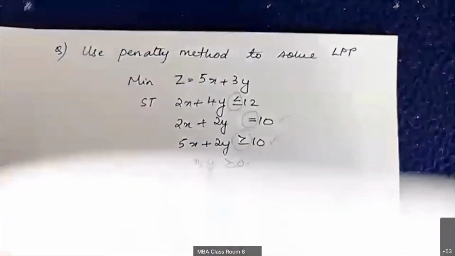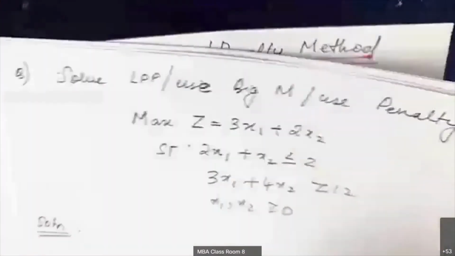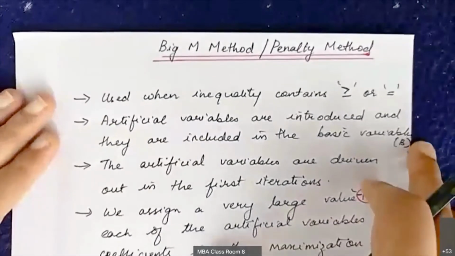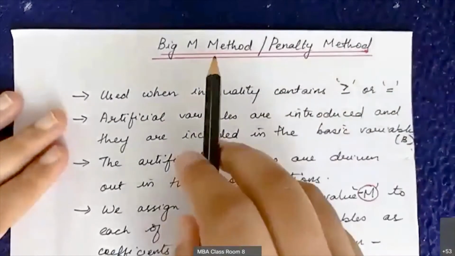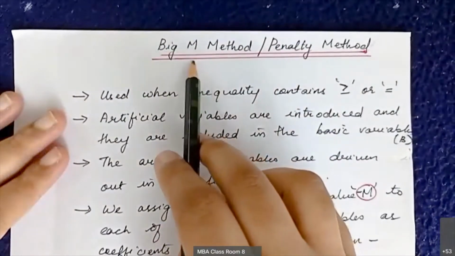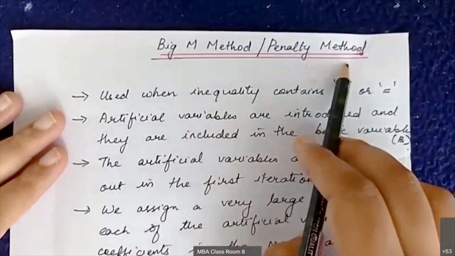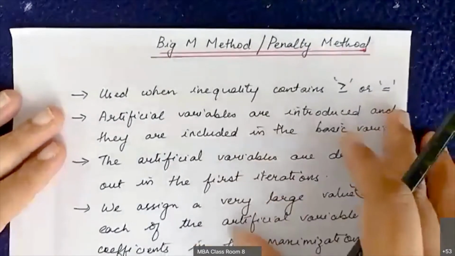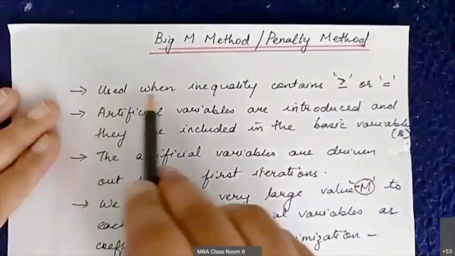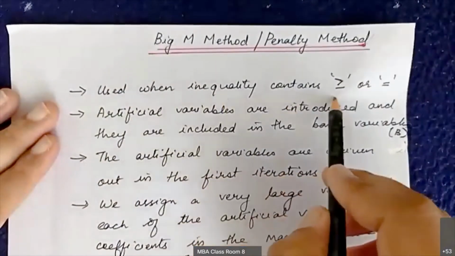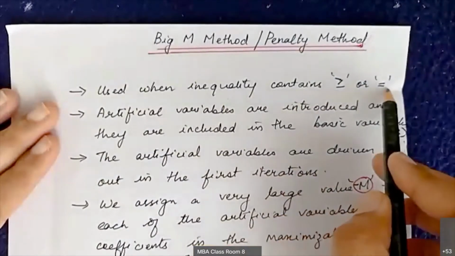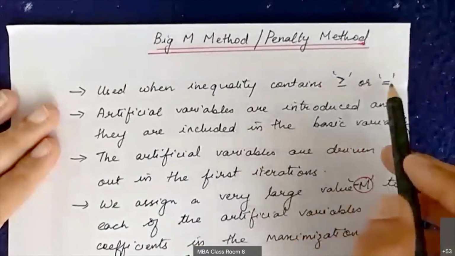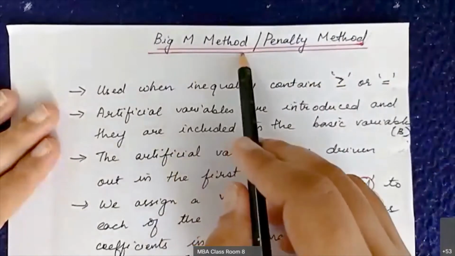So before we go further, I'll just brief what the big M method is. Before we jump into the problem, we'll see some of the instructions that we have to follow when we are using the big M method. Big M method is also called the penalty method. This is almost similar to the simplex method, but there are a few changes that you have to make here and there. First of all, this is used when the inequality contains greater than or equal to, or we have the equal to symbol. If any one of the constraints has greater than or equal to or equal to, then we have to go for the big M method or penalty method.